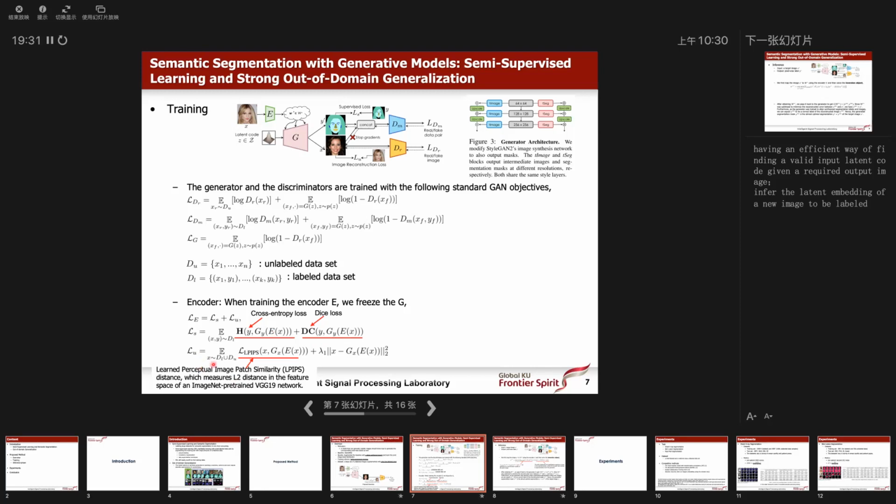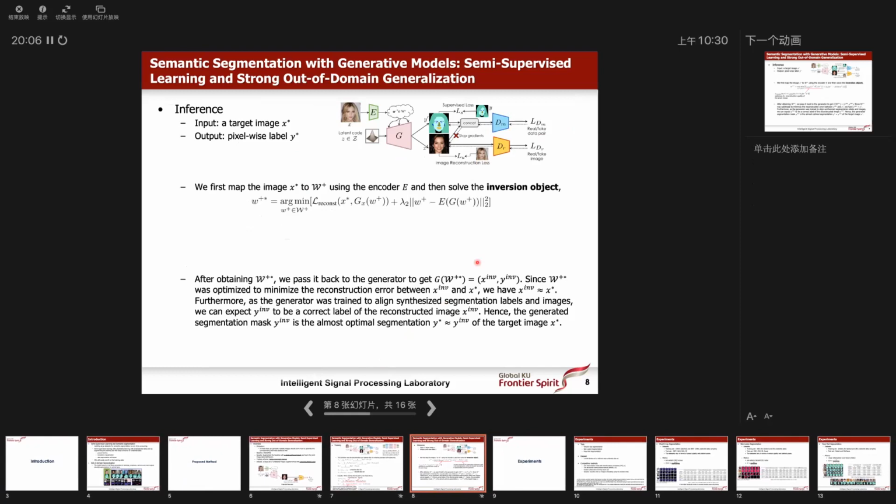About the unsupervised loss, it is composed of two parts. The first one is the Learned Perceptual Image Patch Similarity distance. It measures the L2 distance in the feature space of an ImageNet pre-trained VGG19 network. And the second part is the reconstruction loss. It is the L2 loss, similar to the original GAN.